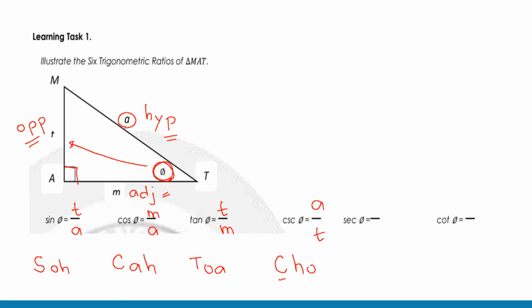Next, we have secant. So, we use sec. And then, HA, Secha. So, hypotenuse over the adjacent. Kaya naman, A over M. And lastly, for cotangent, meron tayong cot and AO, adjacent over the opposite. Kaya, meron tayong M over T. At itong mga bata, yung 6 trigonometric ratios of this given triangle MAT.